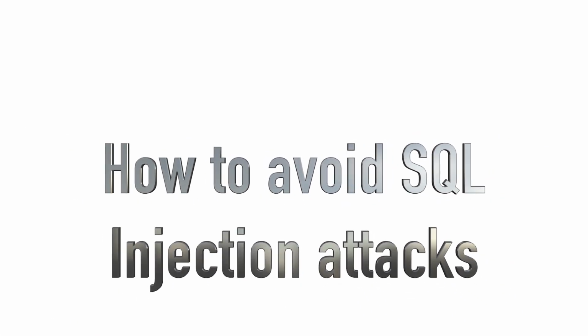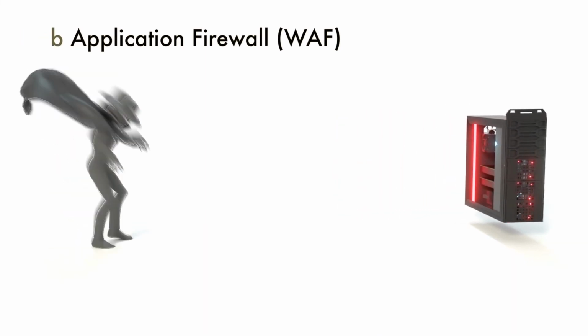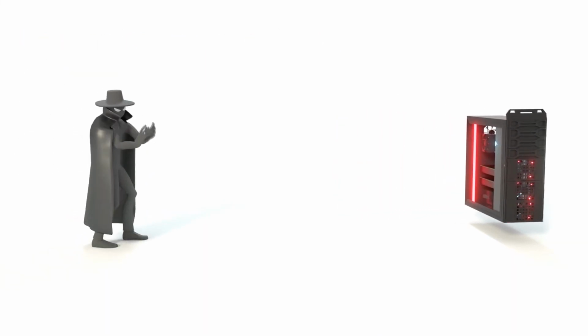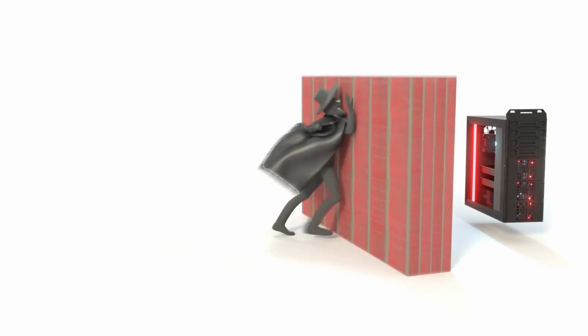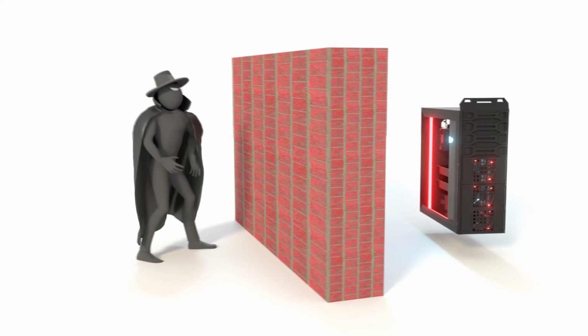How to avoid SQL injection attacks. Web application firewall. A web application firewall helps filter out malicious data using a comprehensive set of rules. The user needs to make sure that the firewall is always turned on to prevent SQL injection attacks.